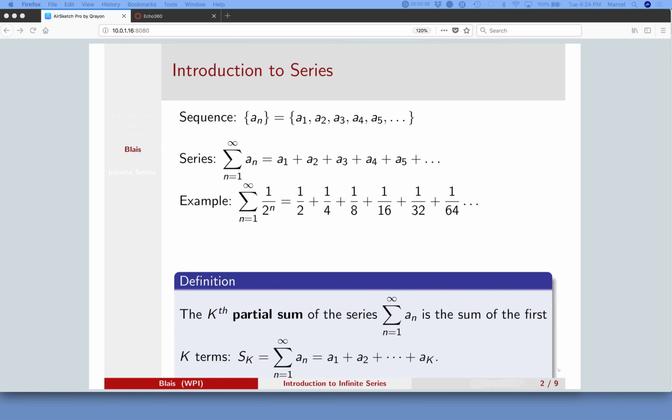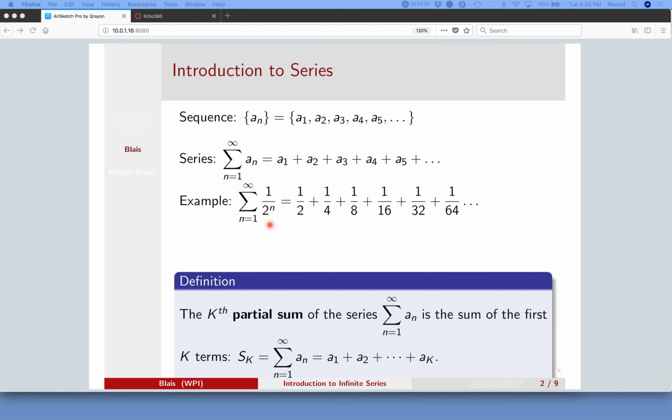Now, when we introduce the idea of an infinite series, essentially what you do is take that list and replace the commas with plus signs. So an infinite series is a sum of terms from a sequence. You have this list of terms and you're adding them all together, and that's what your series is.